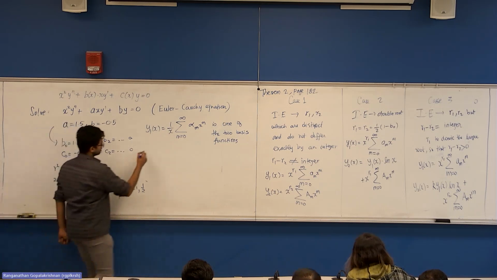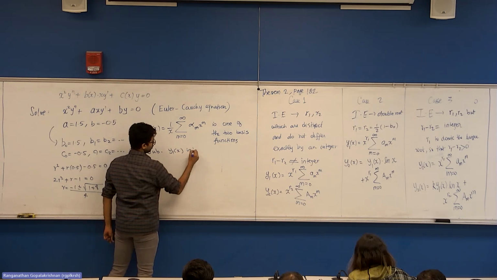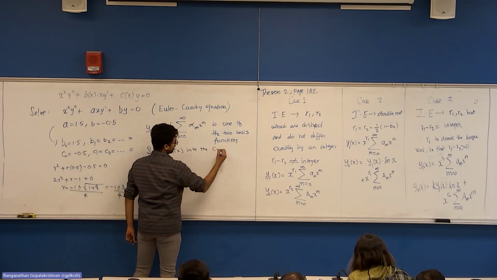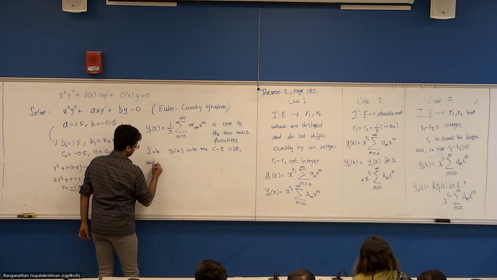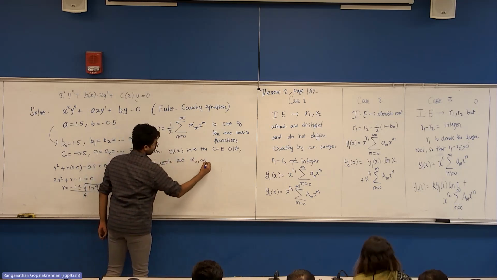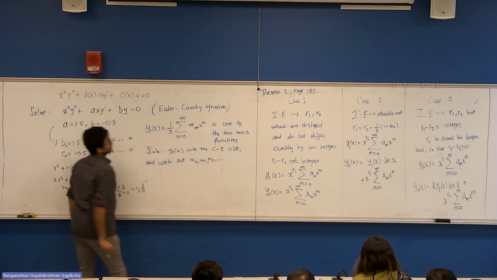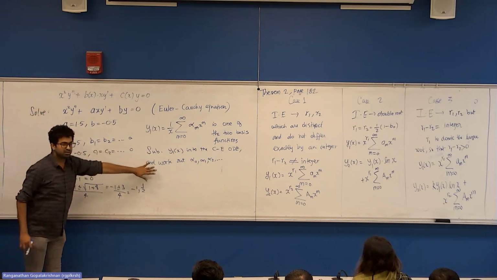So substitute y1 of x into the ODE, into the Cauchy-Euler ODE, and work out alpha naught, alpha 1, alpha 2, and so on. The Euler-Cauchy equation itself has a special property which you're going to discover in a few minutes when you do this exercise.